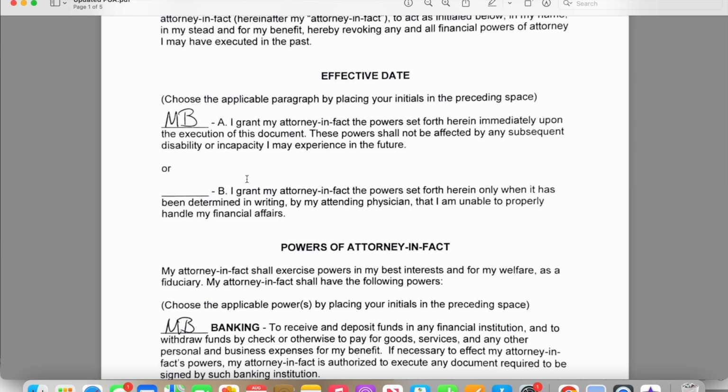This one is saying, if I am no longer able to speak for myself and the physician says I'm unable to, then that person can start speaking for me. So that person would need to choose. And how they choose is by initialing. So if this person is choosing to grant this authority, they are going to prove that by initialing, okay? So here it will be either or, one or the other.